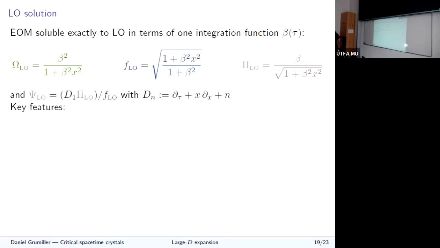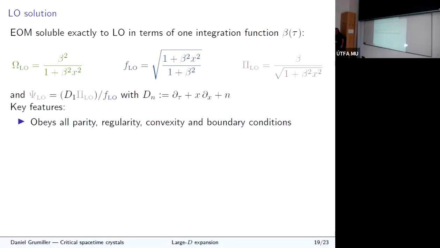So what you can see is that there's one arbitrary integration function beta of tau. At this stage, there's no restriction on beta of tau. Any beta of tau solves the field equations. And this function appears in all the geometric and metric functions. So it appears in this conformal factor function, omega, in the SSH function f, and in the matter field psi.